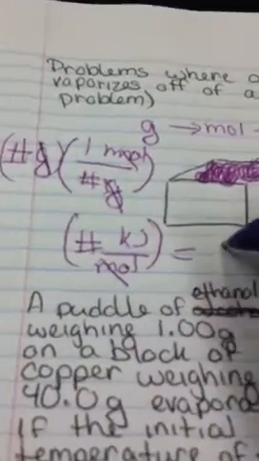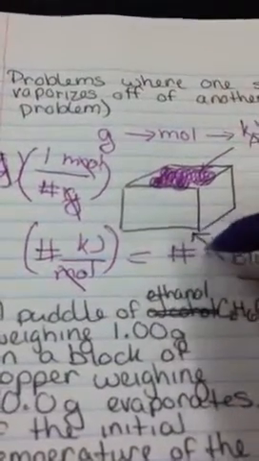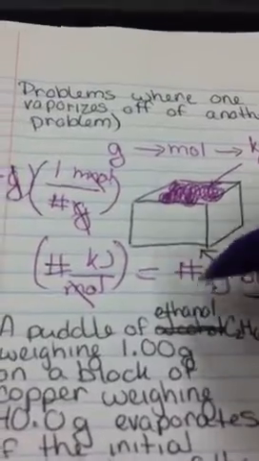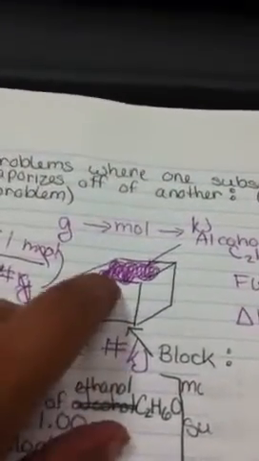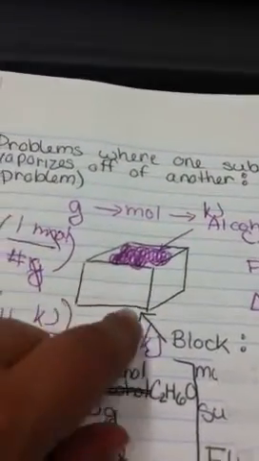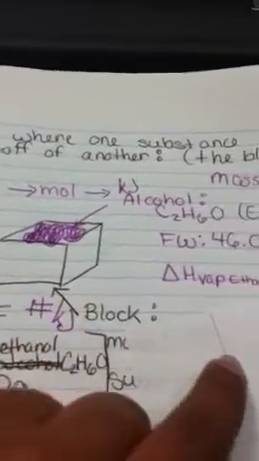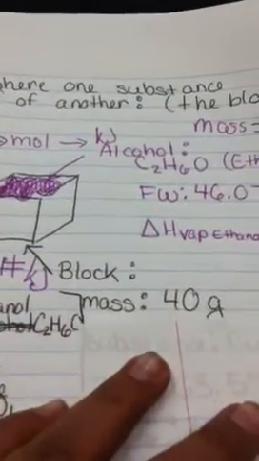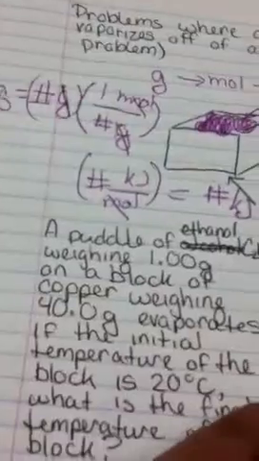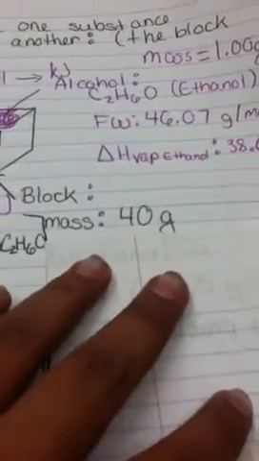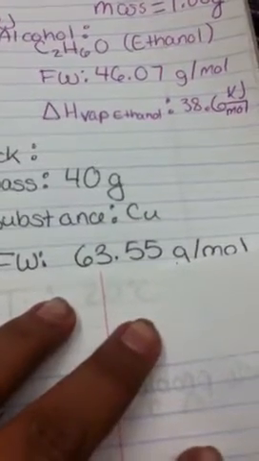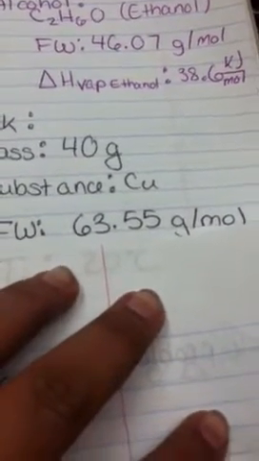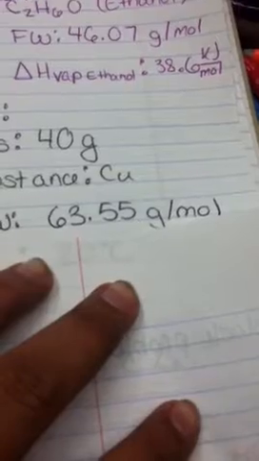And the cool thing about the number of kilojoules that we got is that energy had to come from somewhere. So the energy supplied to this puddle here came from this block of copper, which is pretty sweet. So we know from this word problem that we have 40 grams of copper. And we can look up the formula weight in the periodic table to be 63.55 grams per mole.